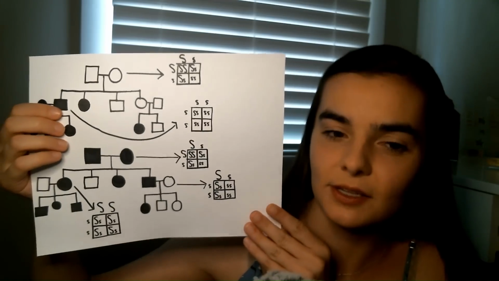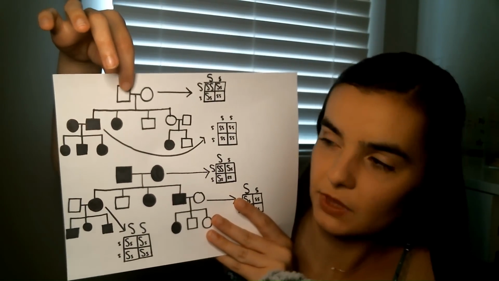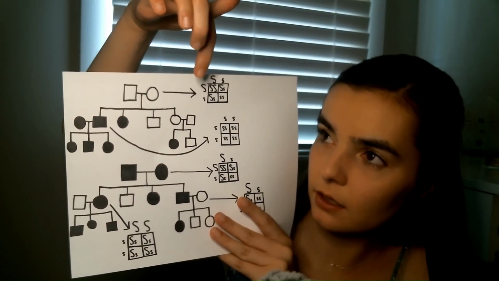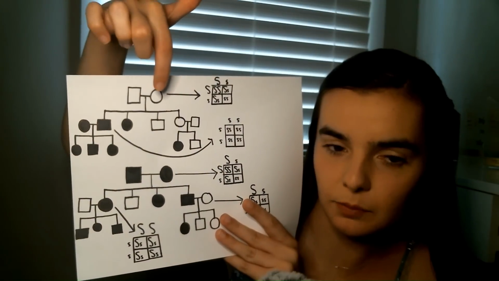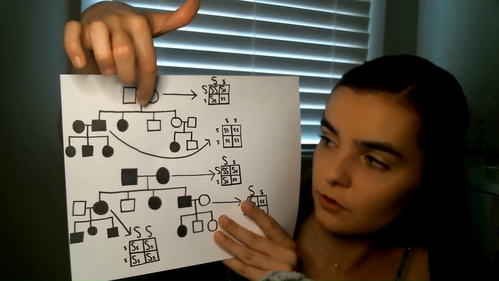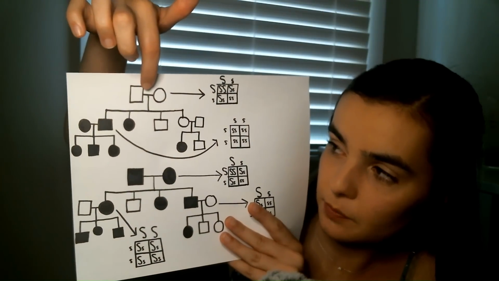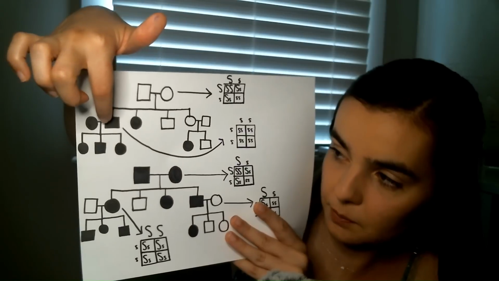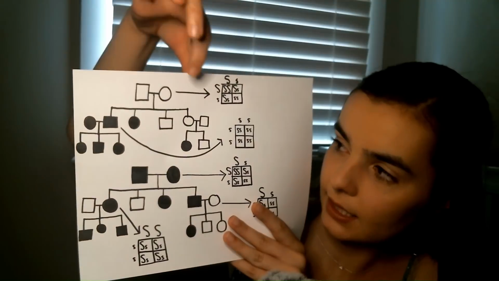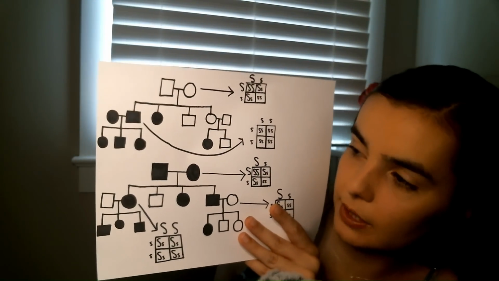Circles are females, the moms, squares are males, the dad. If there is a horizontal line connecting two people, they are married, so this is husband and wife, and then the lines coming off of them are their children. So these two parents had 4 children, and then their son married this woman and their daughter married this man. So that's how you would read a pedigree.